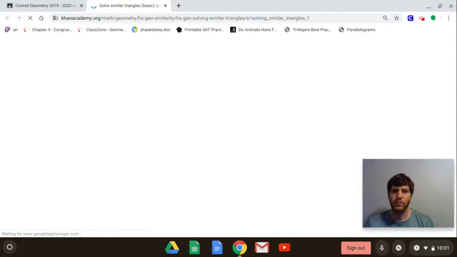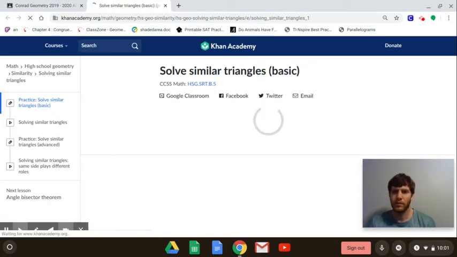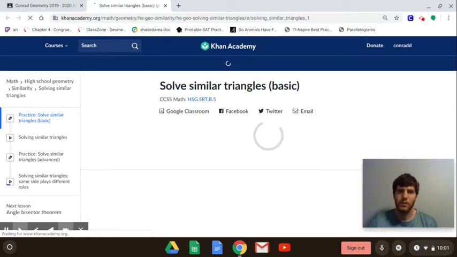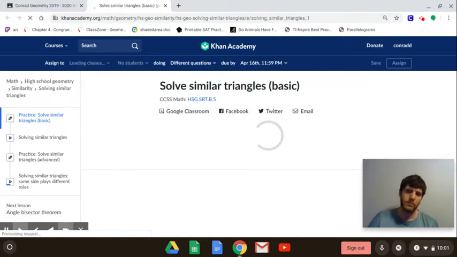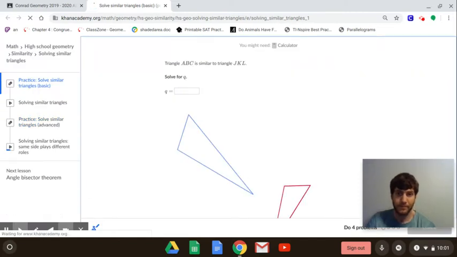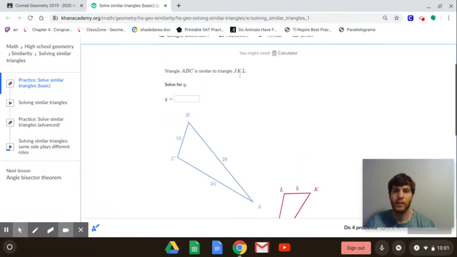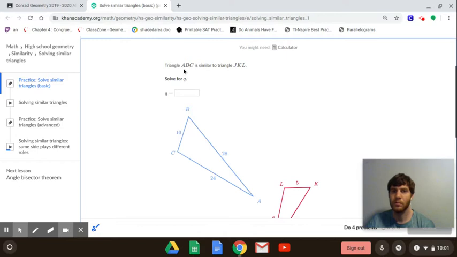And these are 4 questions that are all going to be very similar. And we need to find the missing length of one of the sides of a triangle. All right, so it's telling us here triangle ABC is similar to triangle JKL. That means A is going to correspond with J, B is going to correspond with K, and C is going to correspond with L.